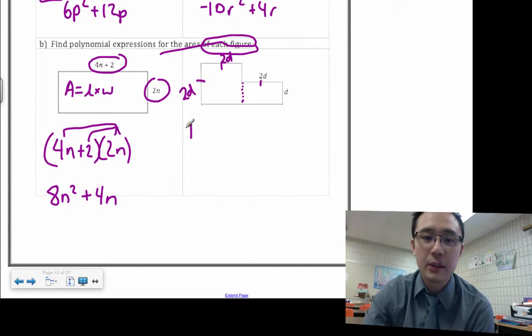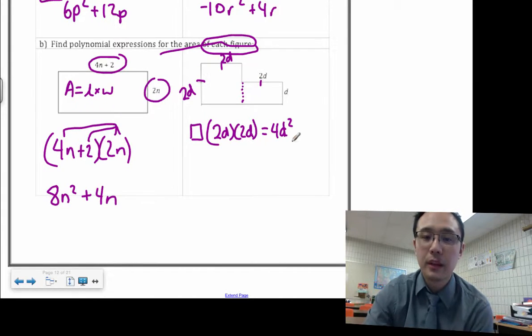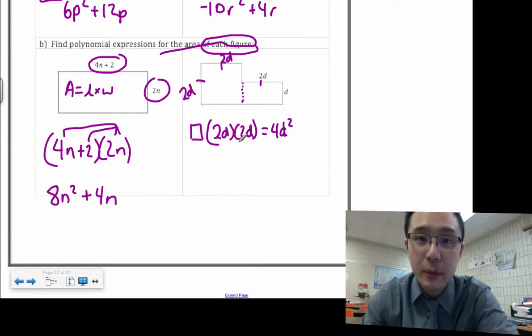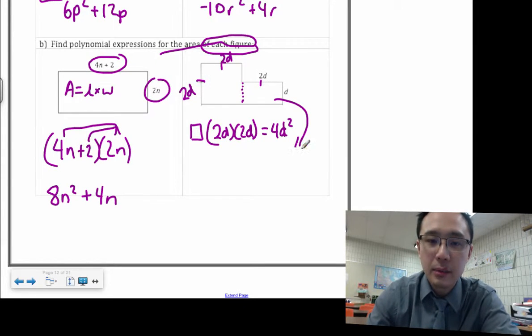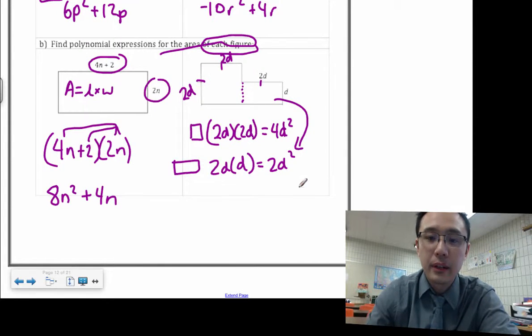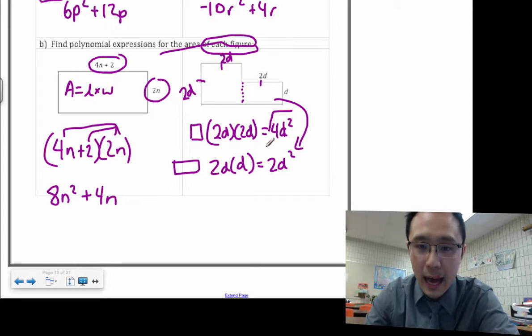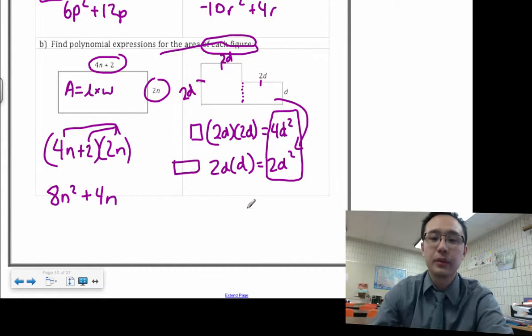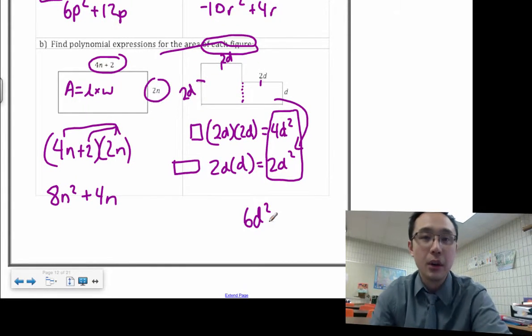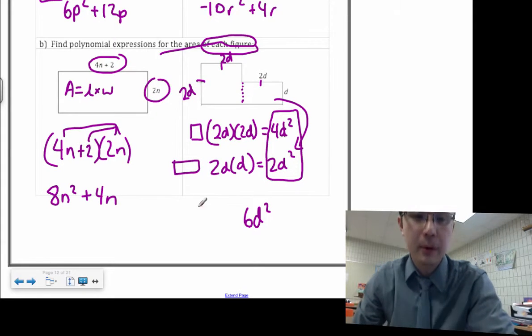So this square is going to be 2D times 2D for the area, which is 4D squared. Notice, not 8, the exponents are added. The rectangle in this one is going to be 2D times D, which is 2D squared. So now you can add these to combine the total, it's going to be 6D squared because, hey, they're like terms, same letter, same exponent.